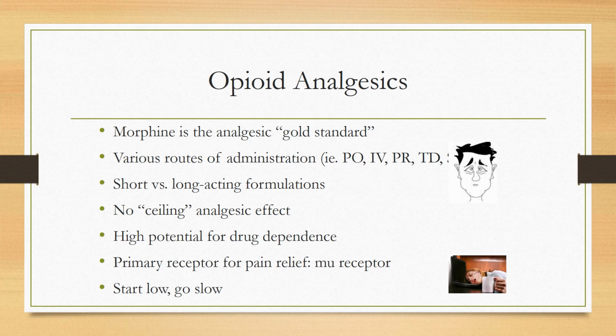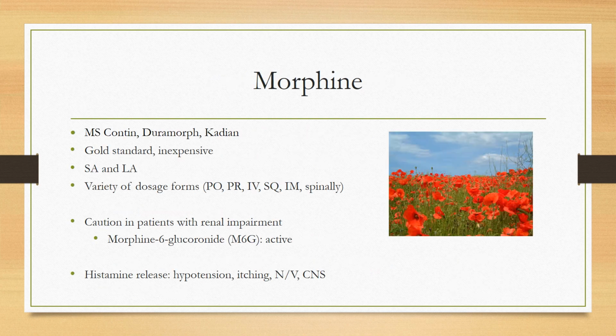And then there are different opioid receptors, of which the one that is associated with pain relief is called the mu opioid receptor. So in general, with these, we want to start low and go slow. So let's start with morphine.